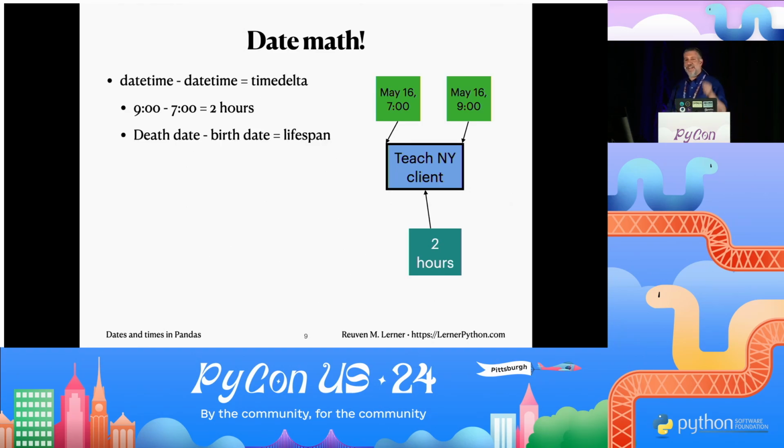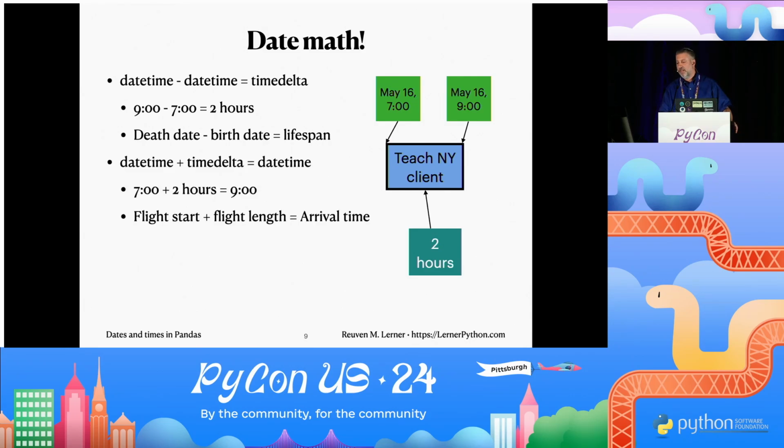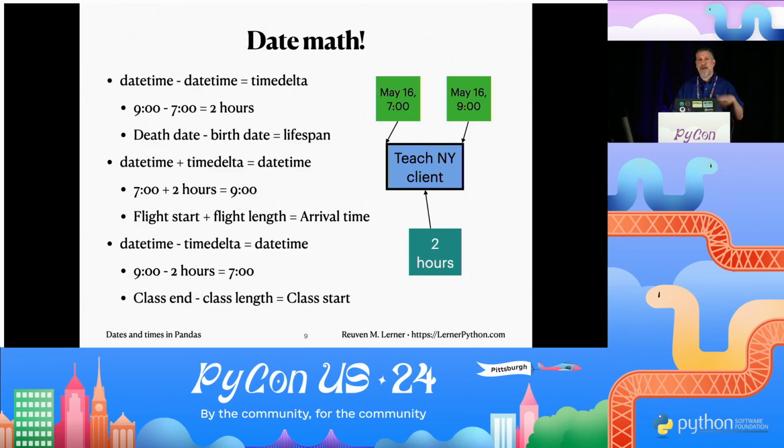Well, we can do some math with these. We can say that a date time minus a date time is a time delta. So if the class I taught yesterday ended at 9 and started at 7, that's 2 hours. Or you can say the death date minus birth date is the lifespan. We can also do math as date time plus time delta is date time in the other direction. And we can also say date time minus time delta equals a date time, right? So if we have the ending time and we know the span and we subtract from that, then we get to the starting time.